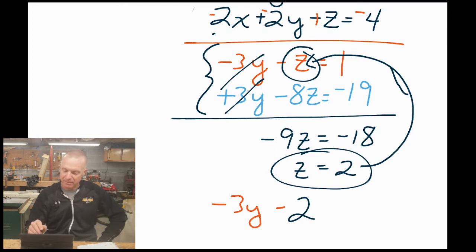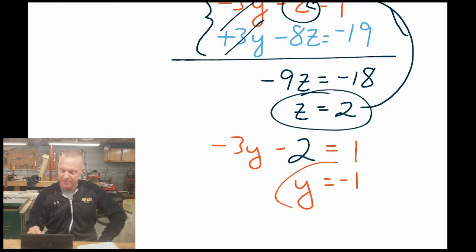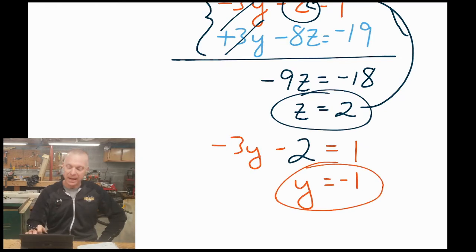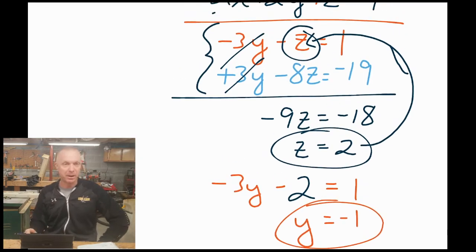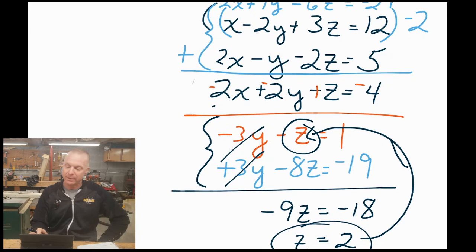Now it's, of course, going to give me a minus 2. So 3y and a minus 2 equals 1. I'm pretty sure that means that y equals negative 1. Yeah, y equals negative 1. And now that I have my z and my y, I can take both of those and plug them back into my original system. Of course, I can plug it back into any one that I want.